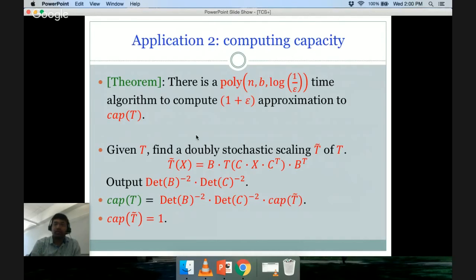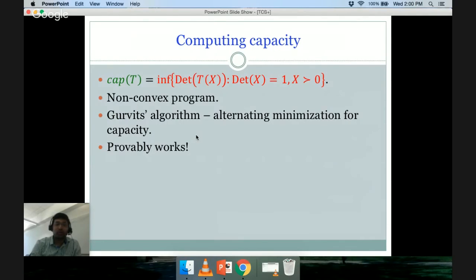Okay, so you might ask, why do you want to compute capacity? It's a very interesting point. Capacity of T is given by this program, minimizing the determinant of T of X, as the determinant of X is 1. As written, it's a non-convex program, and we don't know how to write it as a convex program. The Gurvits algorithm actually is an alternating minimization algorithm for capacity. It can be interpreted in this way. And so this provides another concrete setting in which alternating minimization provably works for solving a non-convex program.